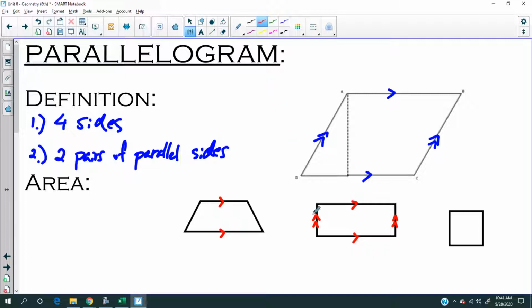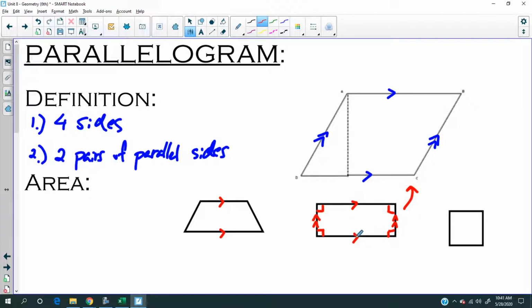Yep, you got it. It's the presence of right angles. They have these 90-degree corners. That's what separates a rectangle from a parallelogram. Now, mind you, a rectangle is a parallelogram.